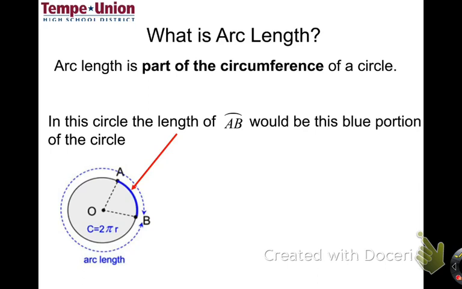So first thing, what is an arc length? Arc length is the outside of the circle here, so it's this length. It's part of the circumference of the circle. Remember how the circumference is all the way around the circle, the perimeter of the circle? The arc length is just a part of that circumference. In this case, the length of arc AB is shown here by the blue and also by my red.